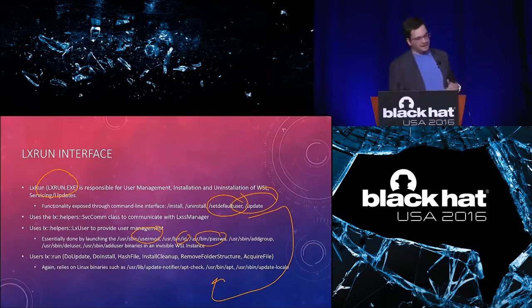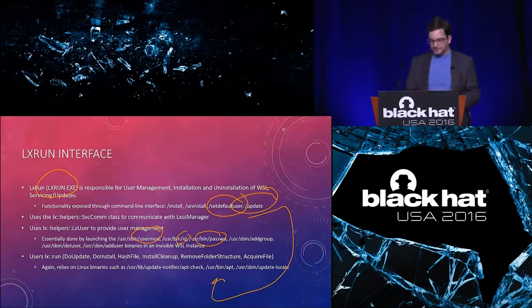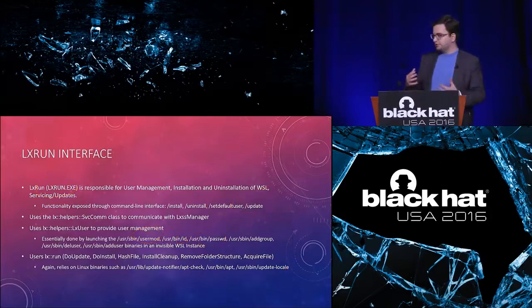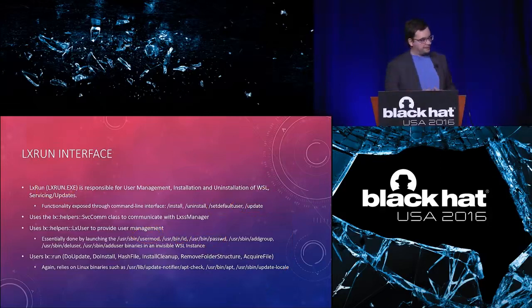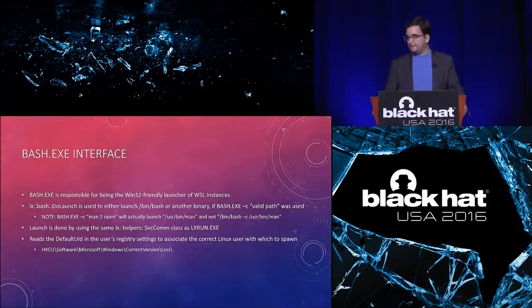But Windows users might not know how to update an Ubuntu environment. So lxrun basically acts as a bridge between what a Windows admin might know how to do and what a Linux process requires that they might not know. And then finally, bash. That's essentially your launcher. It has a single function inside of it, and it uses CreateLxProcess to let you launch anything you want.